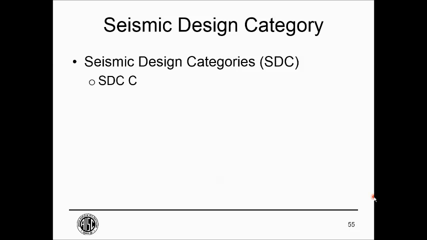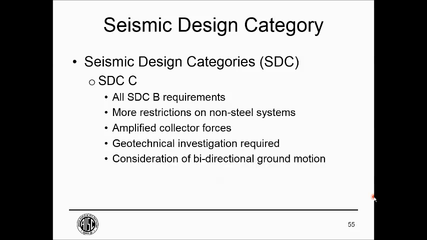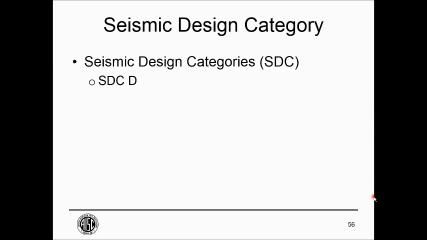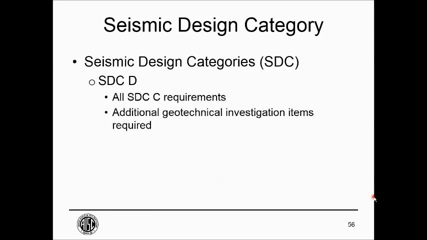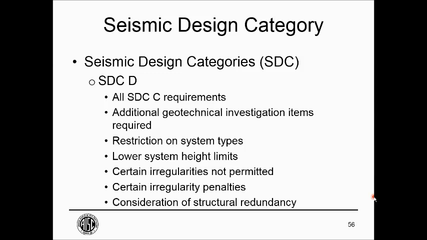As we move on to seismic design category C, we keep all of those limitations and we add more limitations on non-steel systems. We amplify our collector forces. We require geotechnical investigation. We require consideration of bidirectional ground motion. And there are some foundation design requirements. Moving on to D, keep all of those requirements, step up the geotechnical investigation requirements, some further restrictions on system types, including height limits. Some irregularities are not permitted, and there are different penalties, and we have to consider redundancy starting in seismic design category D.